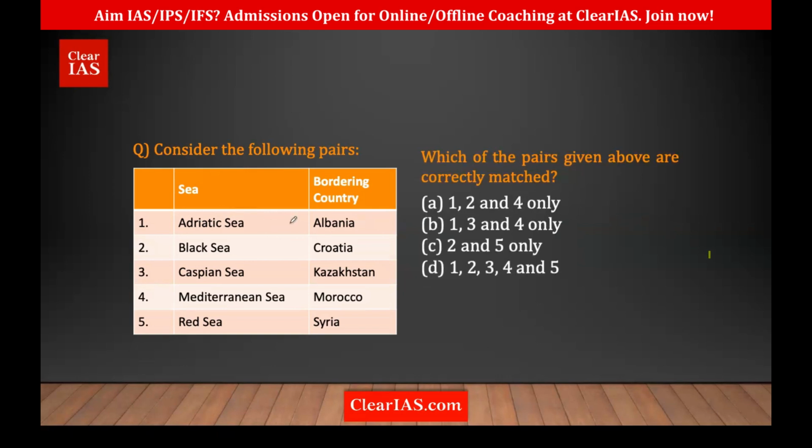We are not sure if the Adriatic Sea is bordered by Albania. We haven't learned that. But Black Sea, Croatia, is it correct? What was the keyword for the Black Sea? RRB gut. So there is no sea. I told you, even if you don't remember all the countries, remember the keyword. So RRB gut means the sea is not there. That means Croatia is not there. So this is wrong.